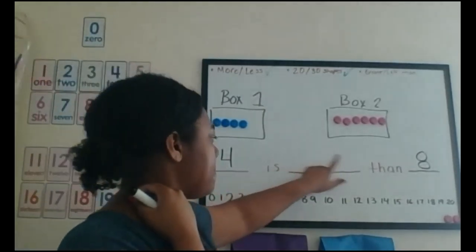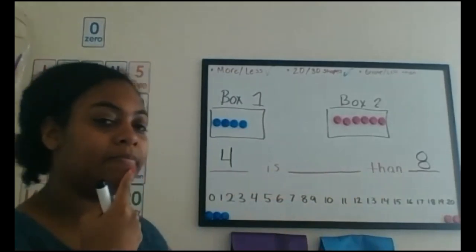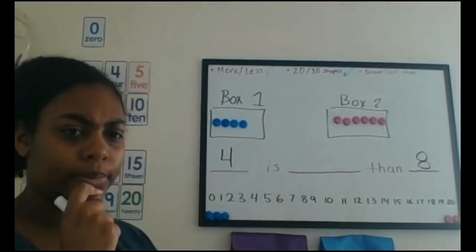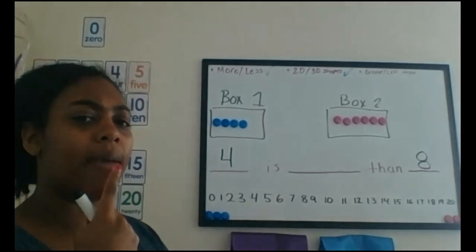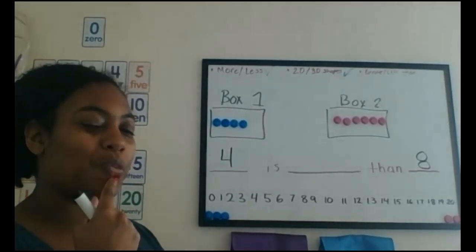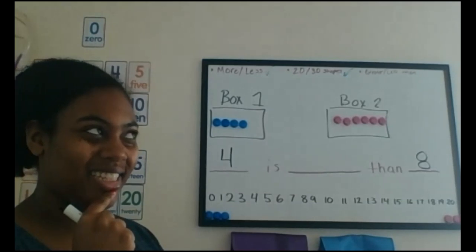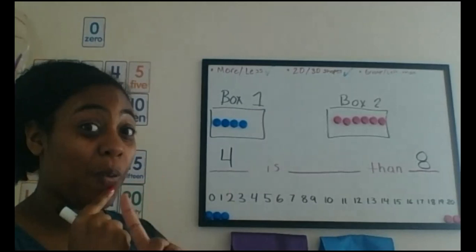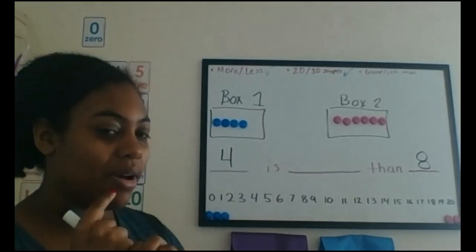4 is blank 8. Look where 4 is. Look where 8 is. What number can I pick? Which word should I write? Tell me in 3, 2, 1, 0.